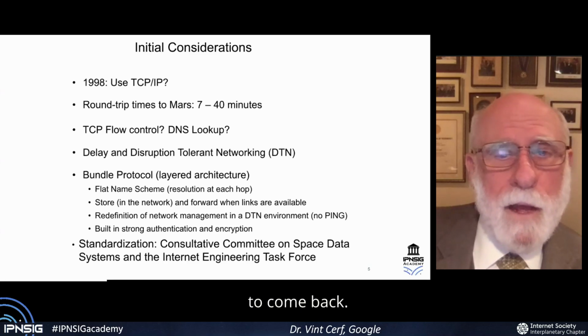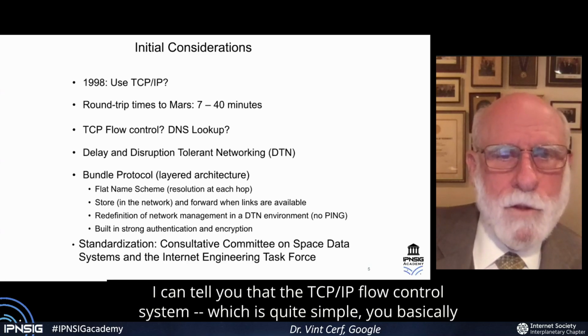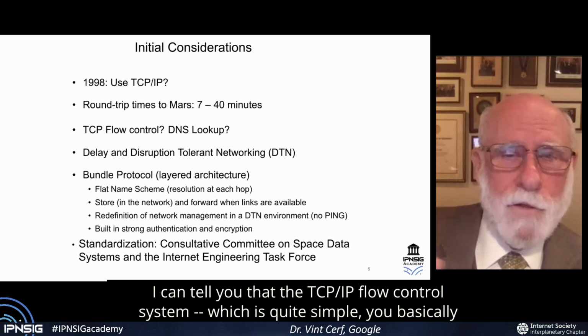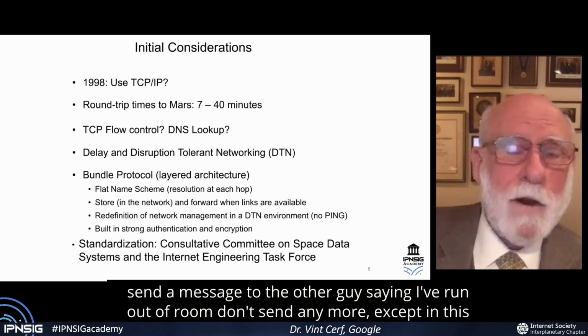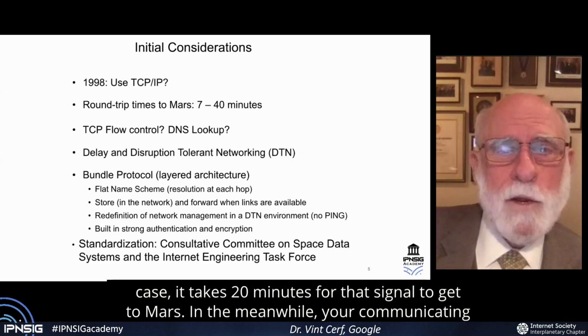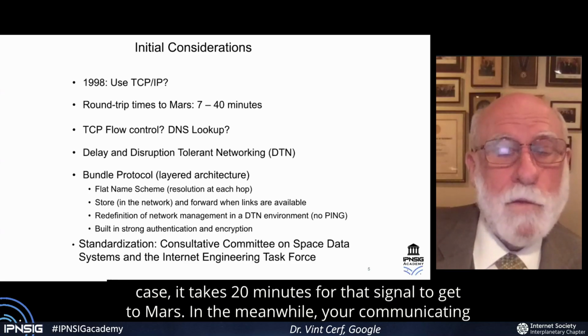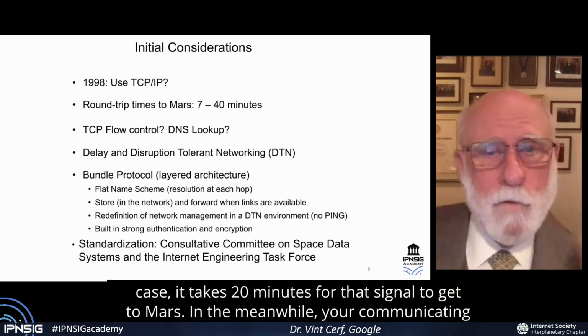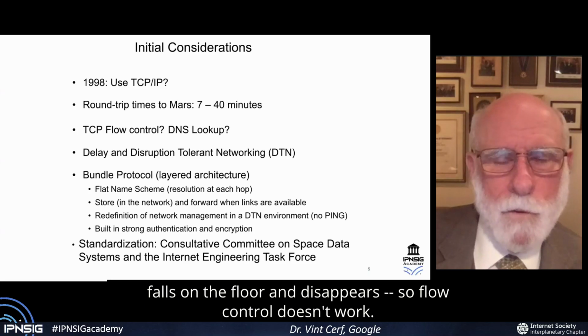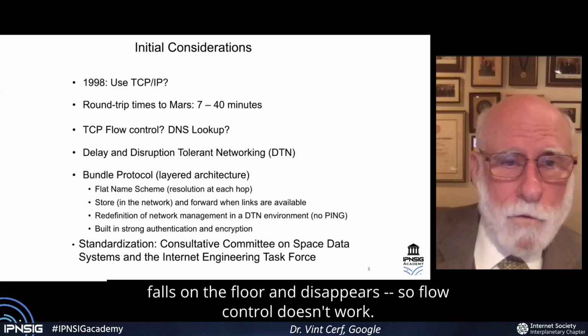to come back. I can tell you that the TCP/IP flow control system, which is quite simple, you basically send a message to the other guy saying, I've run out of room, don't send anymore. Except in this case, it takes 20 minutes for that signal to get to Mars. And in the meanwhile, your communicating partner is pumping data at you at full speed. And of course, you can't receive it and it falls on the floor and disappears. So flow control doesn't work.